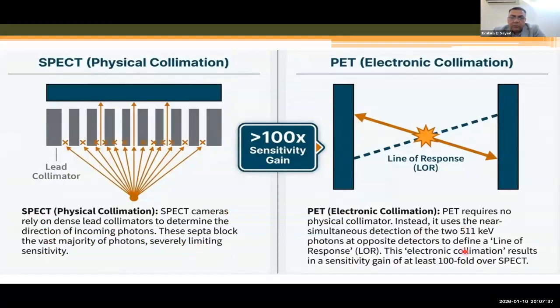For PET, no, now we have 3D PET. We'll explain all of the types later. So it has higher sensitivity with no collimators. Instead, they use what we mentioned earlier, the electronic collimation, which has the energy window and the time window, as we said.